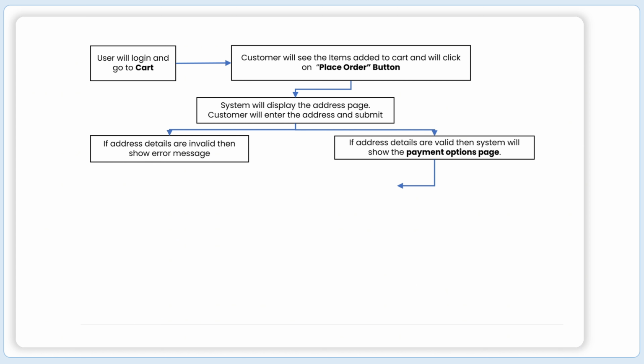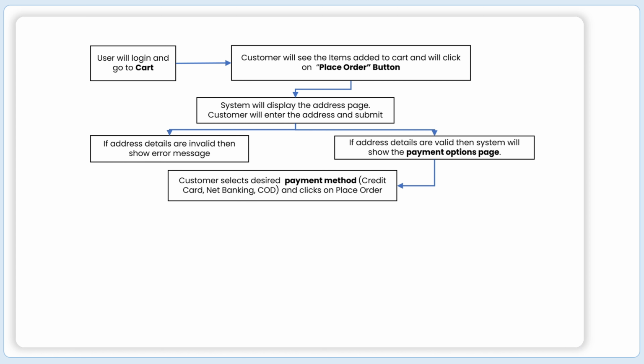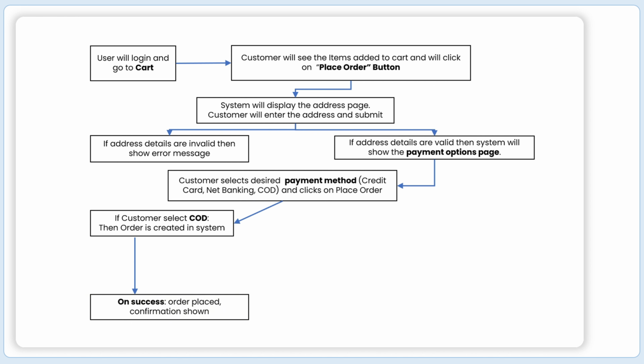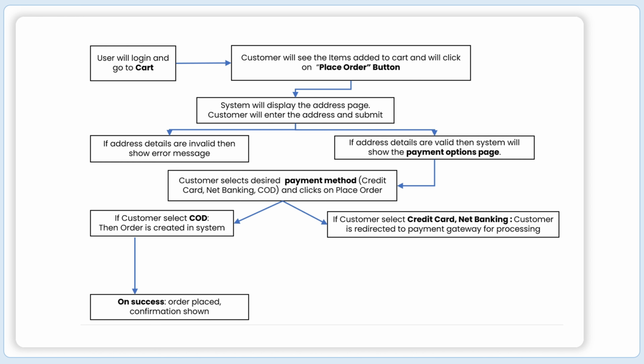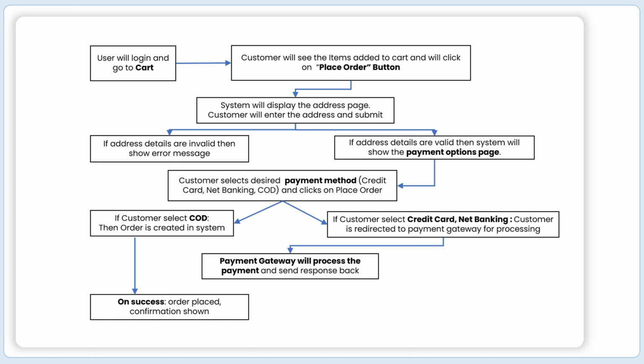Here, the customer has option to select either of the payment option. Customer can select credit card, net banking, or cash on delivery. If the customer selects cash on delivery, then order will be created in the system and a success message will be displayed to the customer. If the customer selects credit card or net banking as payment option, then customer will be redirected to the payment gateway page for further processing.